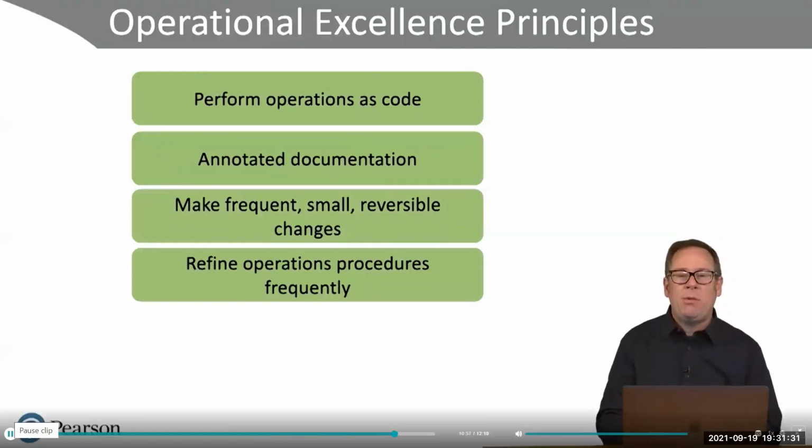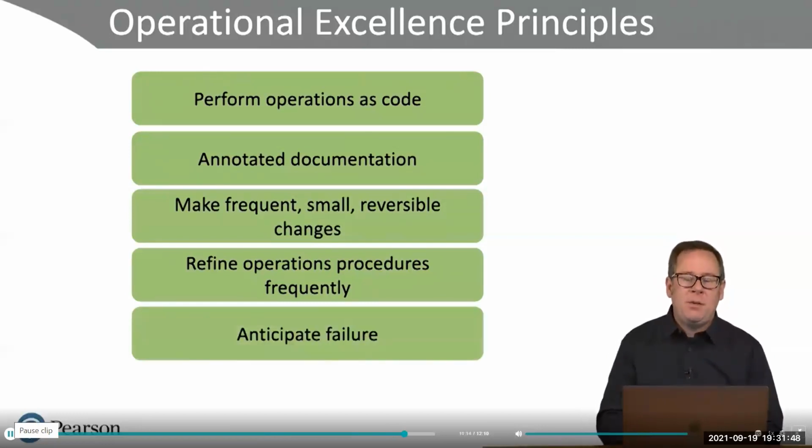Refine your operations procedures frequently. AWS is an evolving ecosystem. Your infrastructure should also be evolving over time, and that means that your documentation, your policies and procedures will also be changing. Anticipate failure. This is huge. This goes back to incident management and response and disaster recovery. You need to know how you would recover based on the type of operation that's being performed and how it broke.